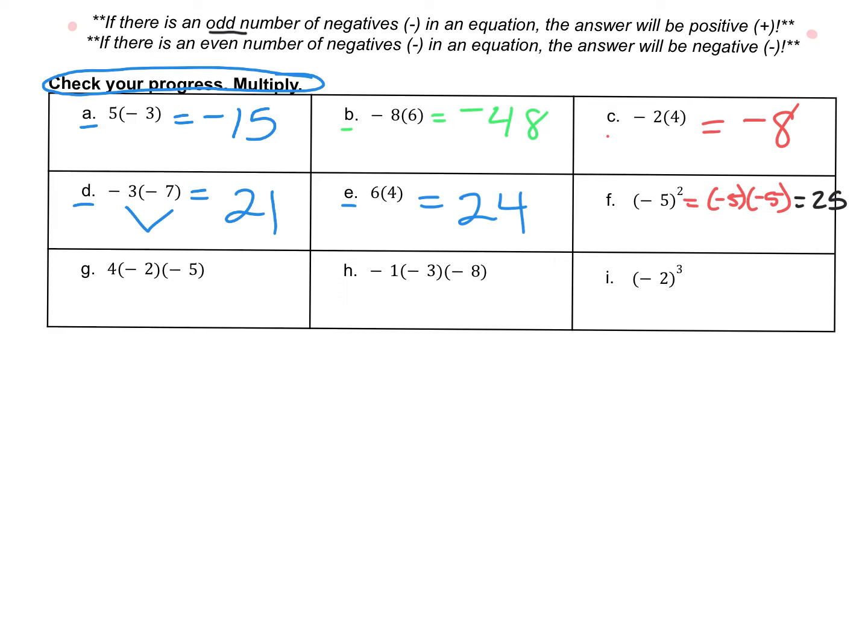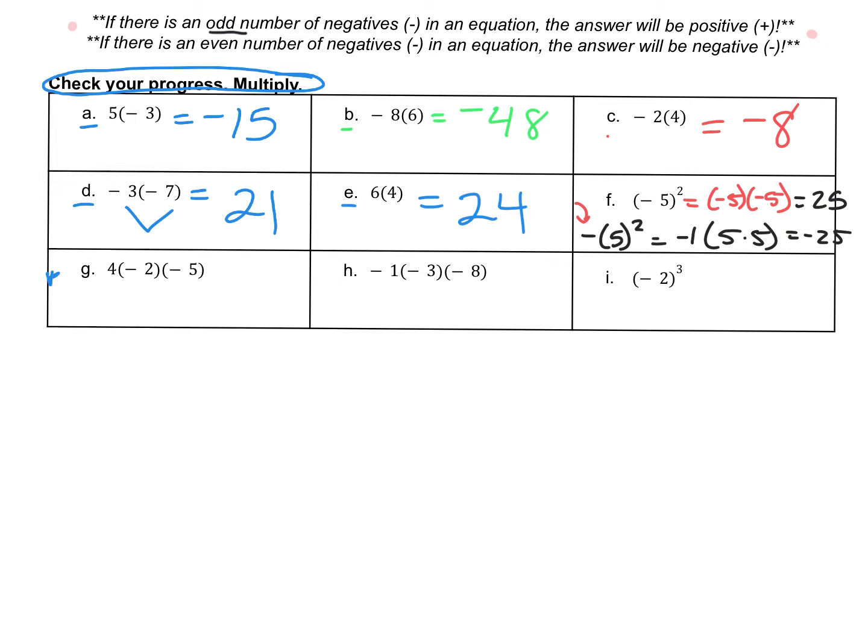Later on, you might find something that looks like this. If that negative is on the outside, that is actually like there's a negative 1 there, and then you're doing 5 times 5. So that's different. That would be negative 25. So be careful with that on the outside. But we'll talk about that later on.